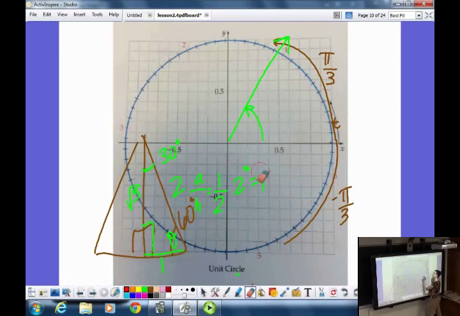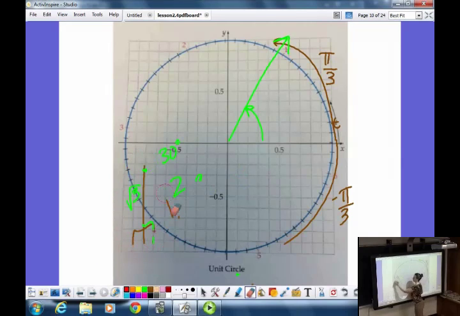Negative 1/2. Why negative? Can you speak louder? Because it comes clockwise. Because we're going clockwise, so the angle is negative, but what axis is cosine related to? The x. So is cosine positive or negative in quadrant 4? Positive. Positive, right, because the x-axis is positive for quadrants 1 and 4.